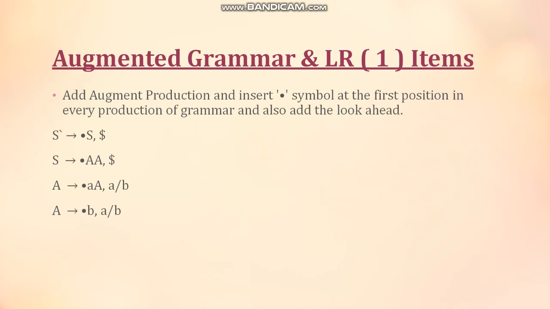Now for LR1 items, this was the first thing. The second thing is look aheads. The look ahead of the augmented production is always going to be the $ sign. Now in the second production, the look ahead is again dollar. Why is it so? The reason behind this is why we place this production. We place this production because of the first augmented production, because after the dot we got S, so we place the S production as the second production.